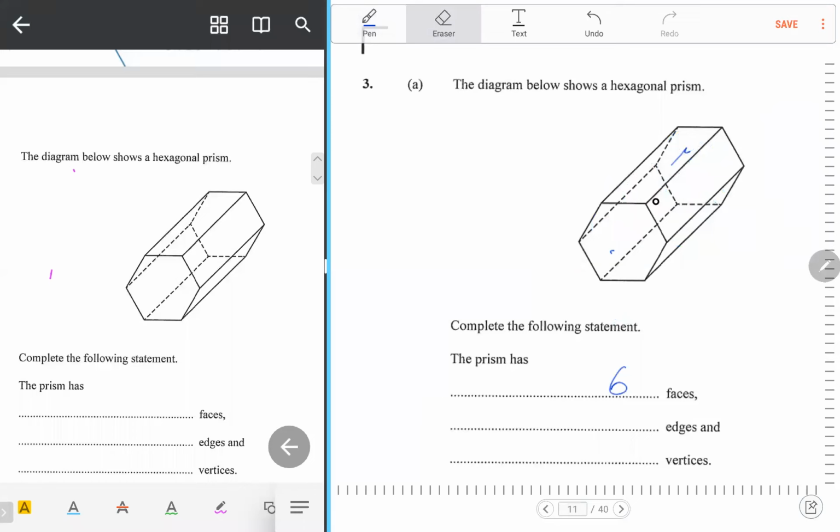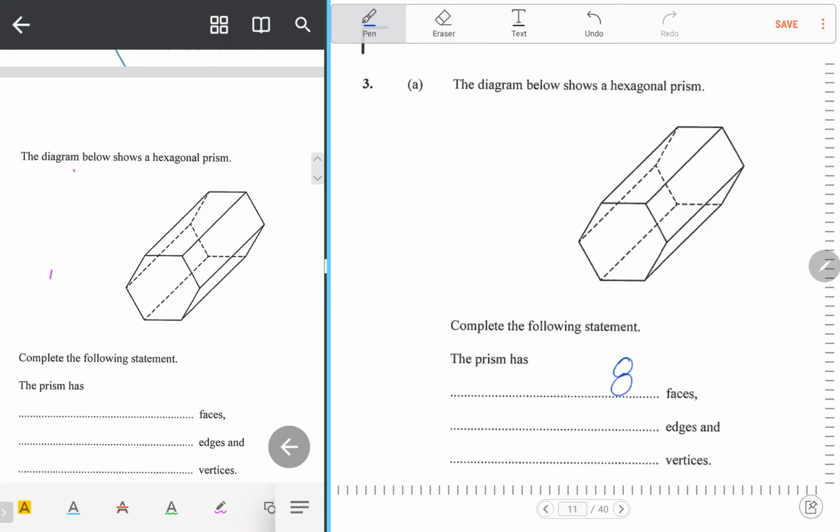Just count them. Sir, 8. Sir, it should be 8 because you have to cover the 2 at the front. 6 and 2. Oh, 8. 6 sides and the 2 at the front, 6 and 2, 8. Yeah. All right, and then the edges now.